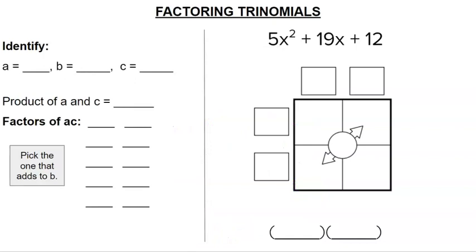So with factoring trinomials with an a, b, and a c, we are going to truly work the process backwards. We are going to start by identifying our a, our b, and our c from this trinomial. So we have a, b, and c: 5, 19, and 12. The next step is to find the product of a and c. We're going to multiply a and c together, which is going to be 5 times 12, which is going to give us 60.